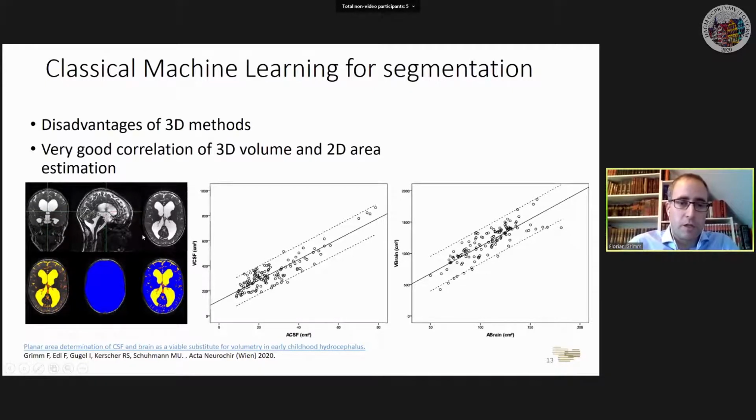So we calculated the area in this axial slice for all the patients and compared it to the volume information we get for CSF and brain. And notably, the correlation for the area and volume is quite good, and we can read the clinical information that we need already out of the 2D slices.